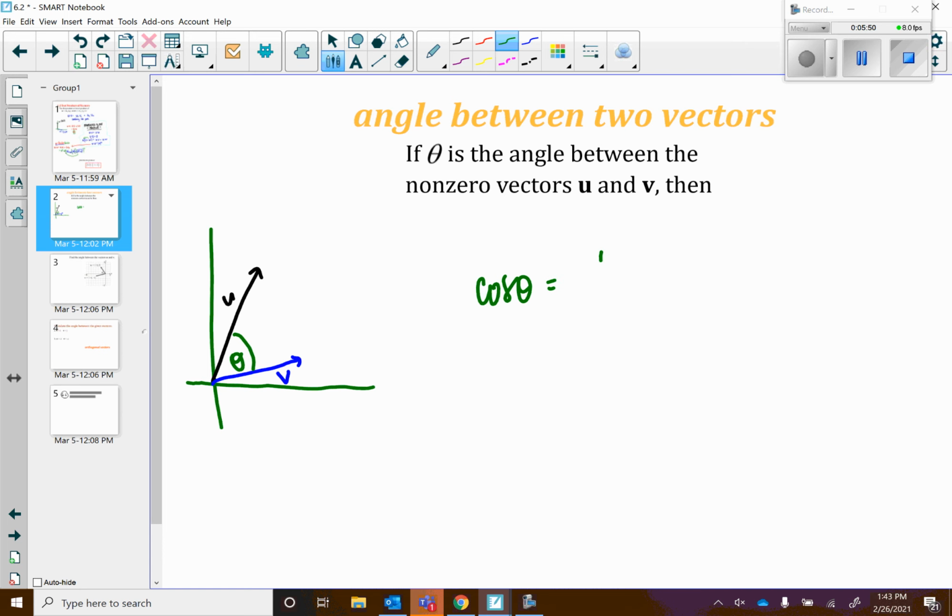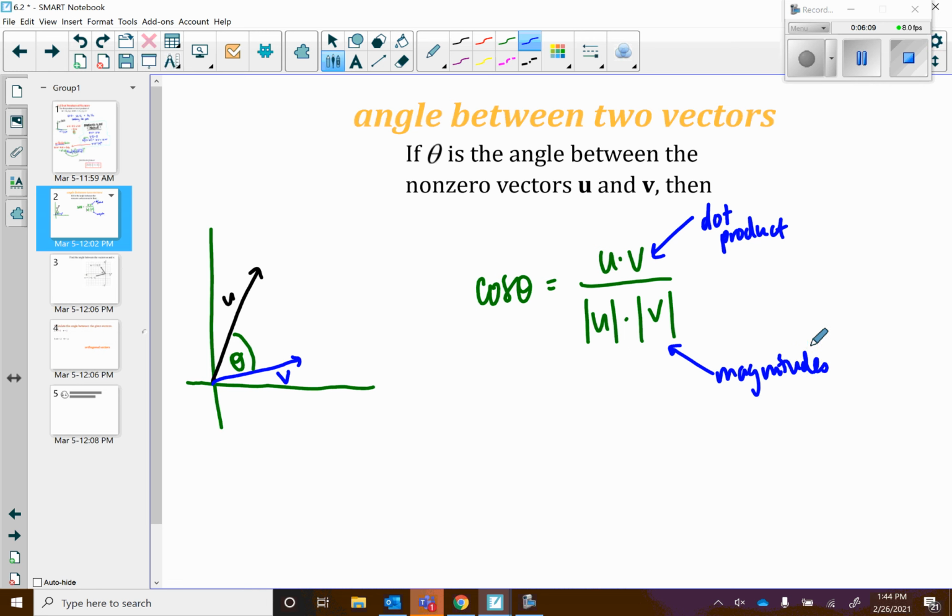Cosine of theta is equal to the dot product of those two vectors divided by the magnitude of one times the magnitude of the other. u dot v is the dot product, and these are the magnitudes. Or if I want to just solve for theta, how would I get rid of cosine? I would say cosine inverse of both sides. So theta is equal to cosine inverse of u dot v over the magnitude of u times the magnitude of v.